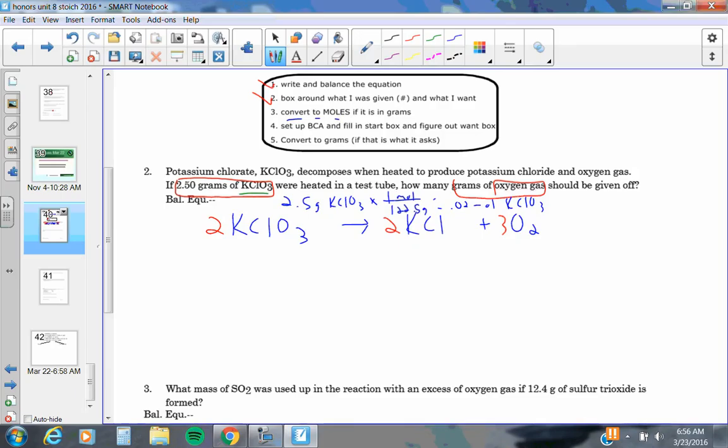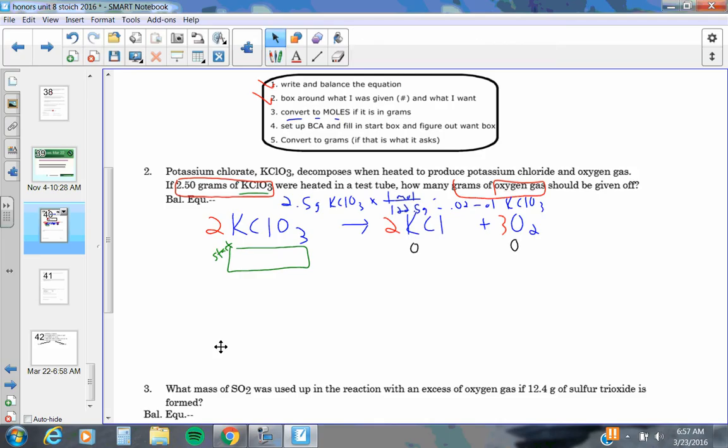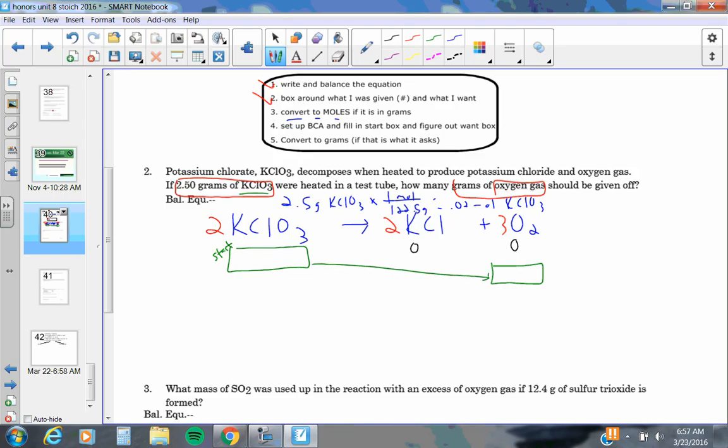So what are the important boxes? Potassium chlorate, that's what they tell us that we start with, and if you want to, you can identify as what you're starting or given. And they're going to ask us about oxygen gas. Of course, we're going to start with 0 and 0 of the products. The only really important other box that I need is how much oxygen gas. So I'm looking for the link between these two boxes.